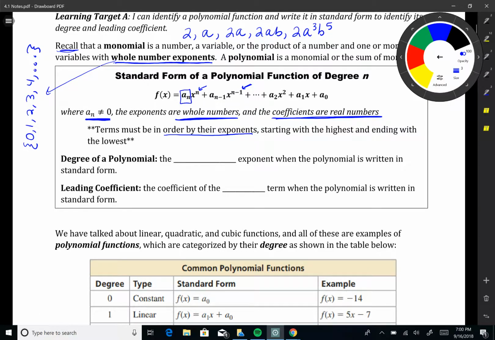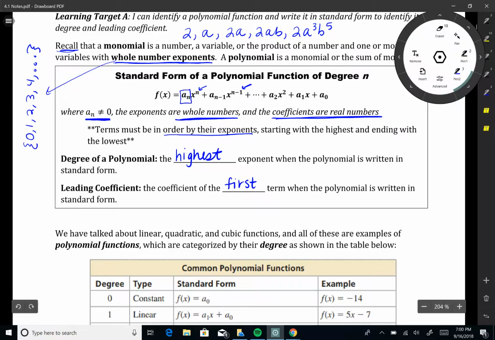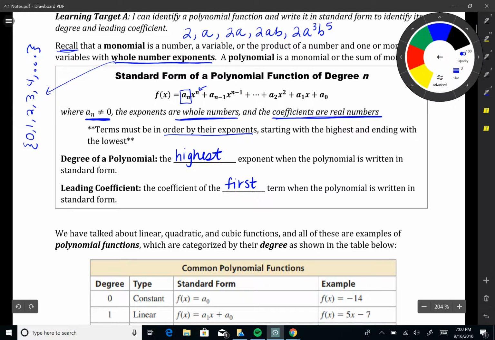And then all of these terms, once we have them in that order, the degree of the polynomial is the highest exponent, which actually should be the first exponent you see if you wrote this in standard form. And the leading coefficient is the coefficient of the first term when the polynomial is written in standard form. So I've actually identified these two things in our polynomial up above. a sub n right here, that is the leading coefficient. That is the number before your first variable with the highest degree. And so that's the degree of your polynomial.